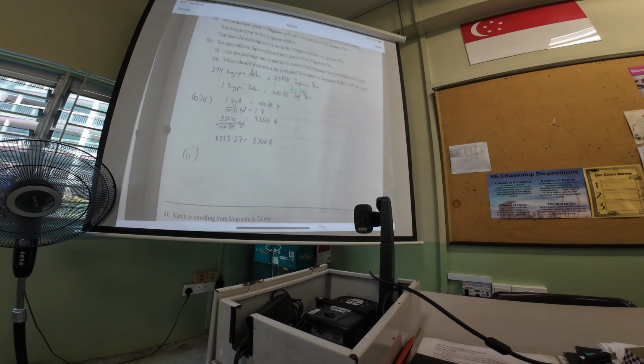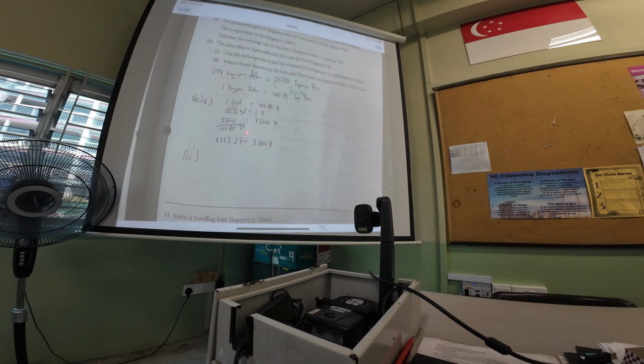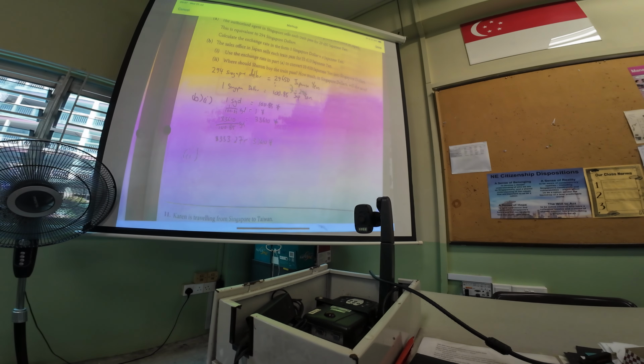Okay, so B part 1, convert this into Singapore dollars, we did already: 333.27 Singapore dollars. Then part B, where should Sharon buy the train pass? Buy in Singapore, cost 294. Buy in Japan, cost 333. So, I want to spend money, of course I want to spend less money. So I buy in Singapore through the agent. Okay? So where should Sharon buy the pass? Buy in Singapore.